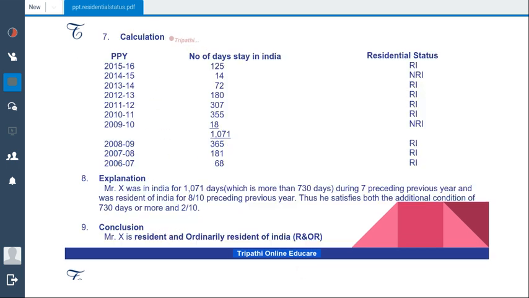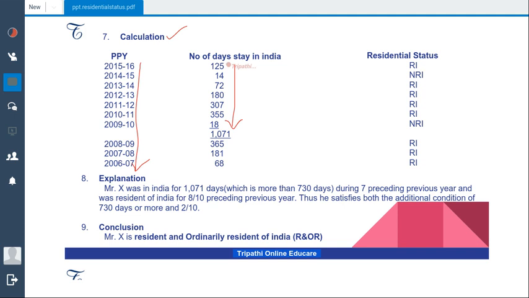Next step, calculation. Now we will calculate and check whether he is satisfying the additional condition or not. The first additional condition says residing 730 days or more in India during 7 preceding previous year. So if you see, the total of 7 preceding previous year is 1071 days, which is more than 730 days. So he is fulfilling the first additional condition. But along with this, he has to fulfill the second additional condition also. Now the second additional condition says must be a resident of India in at least 2 out of 10 preceding previous year.